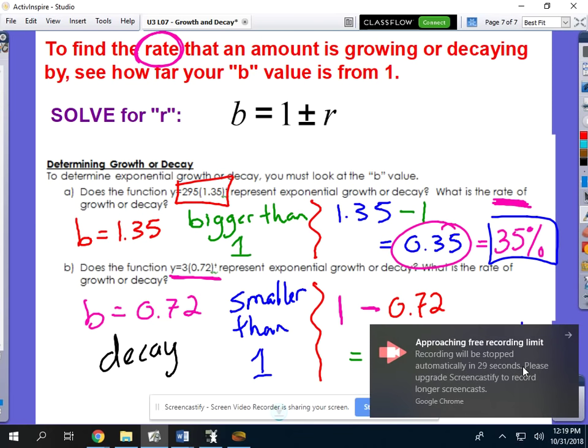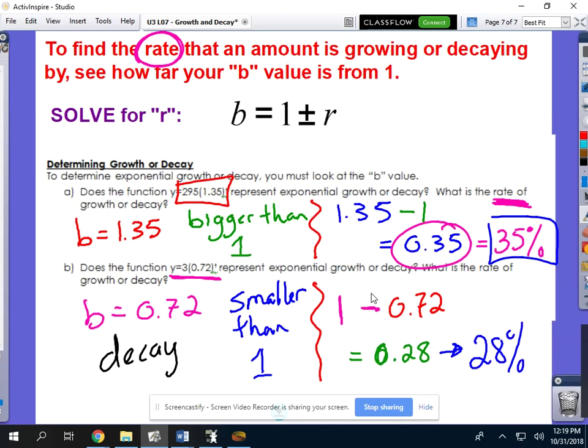All right, so very important that you can understand the difference between those two components, that you really want to make sure you can identify the rate of growth or the rate of decay. And that depends entirely on how you do this. So 1.35 minus 1 if it's growth. In this case, it was 1 minus 0.72. All right, you're going to have another practice problem and keep working hard.